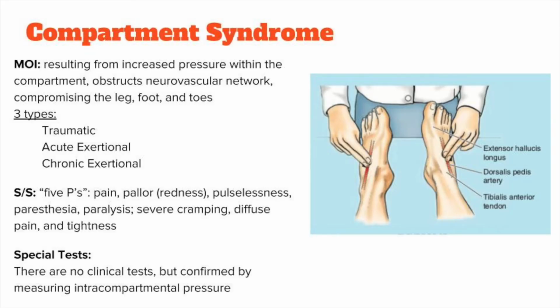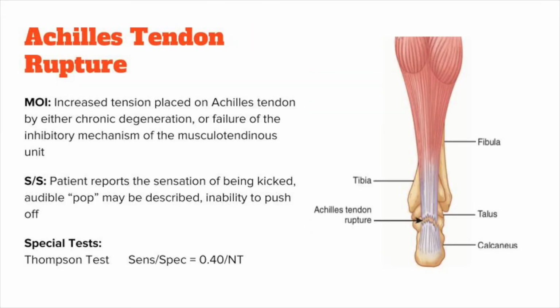So our next pathology is going to be compartment syndrome. Unfortunately for us as athletic trainers, there are no special tests that we can do to confirm this. However, we can look for the 5 Ps as listed in the slide. And there are 3 different types, all of which need to be immediately referred to a doctor or specialist.